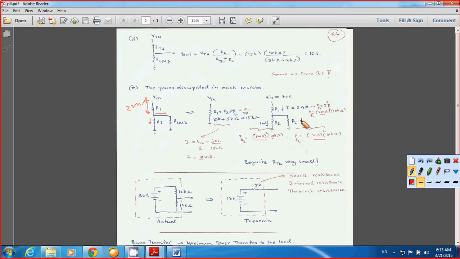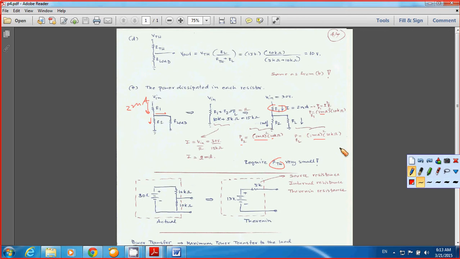You will want to get as much power as possible through the load. You require RTH to be very small, or R1 very small, and we will discuss it later, to get the maximum power.